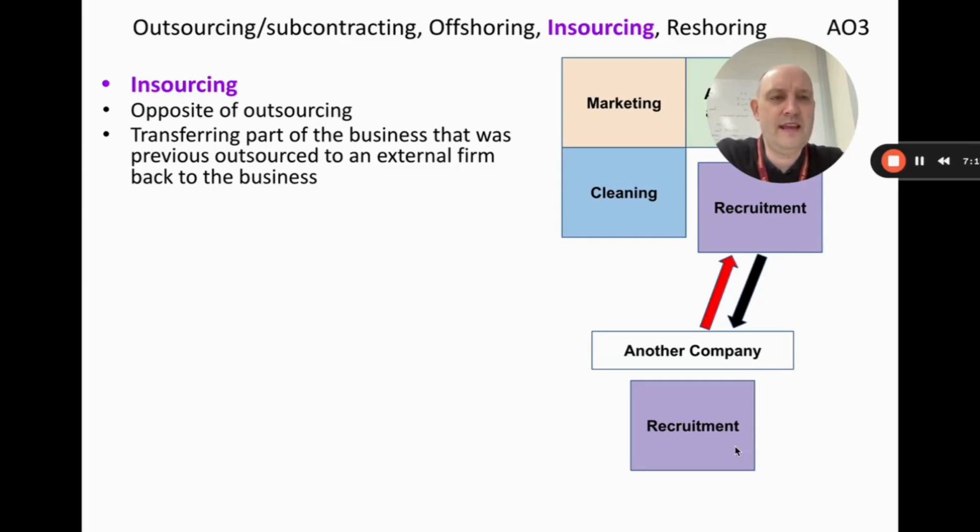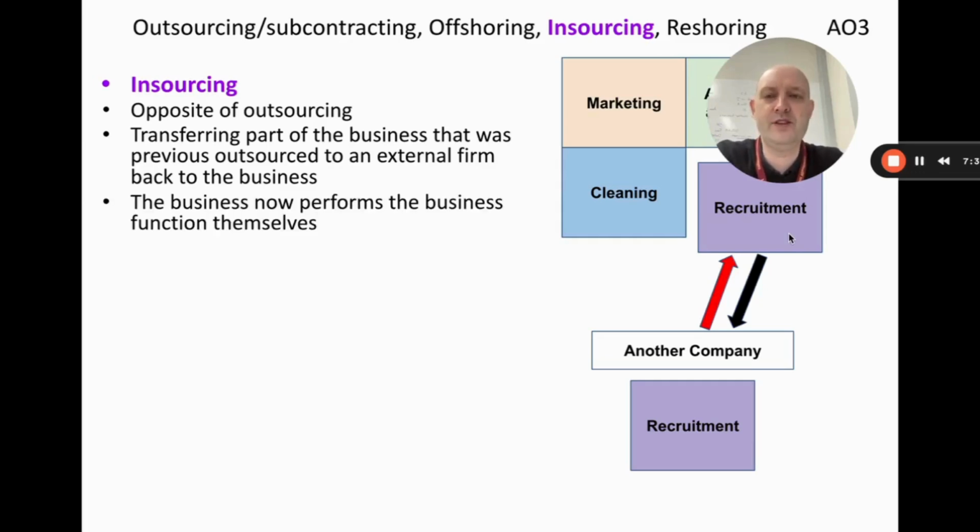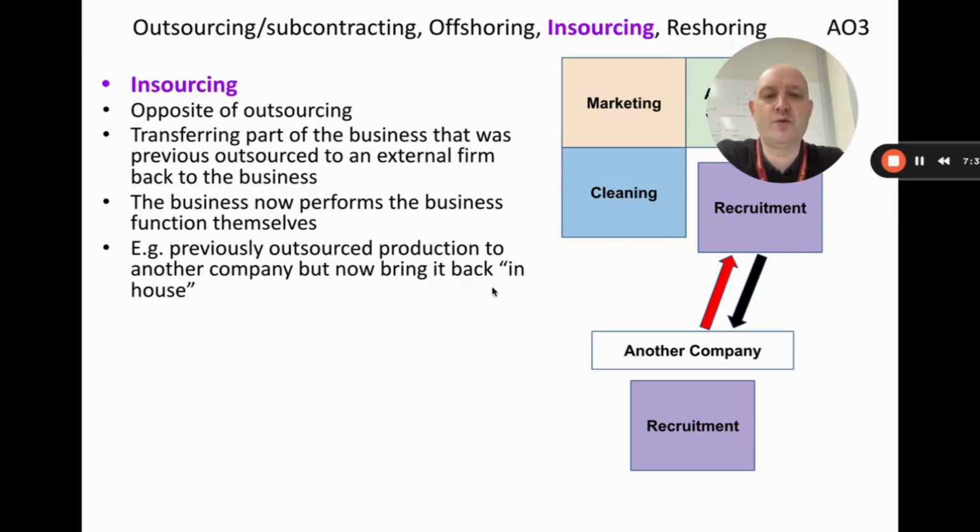So in the last slide, we saw that this business has outsourced recruitment. So they're getting another business to actually do the recruitment for them. Insourcing would be, well, let's bring that recruitment back home. So we're no longer going to use another company to do our recruitment. We're now going to do it ourselves within the company. And so, yeah, the business now performs the business function themselves.